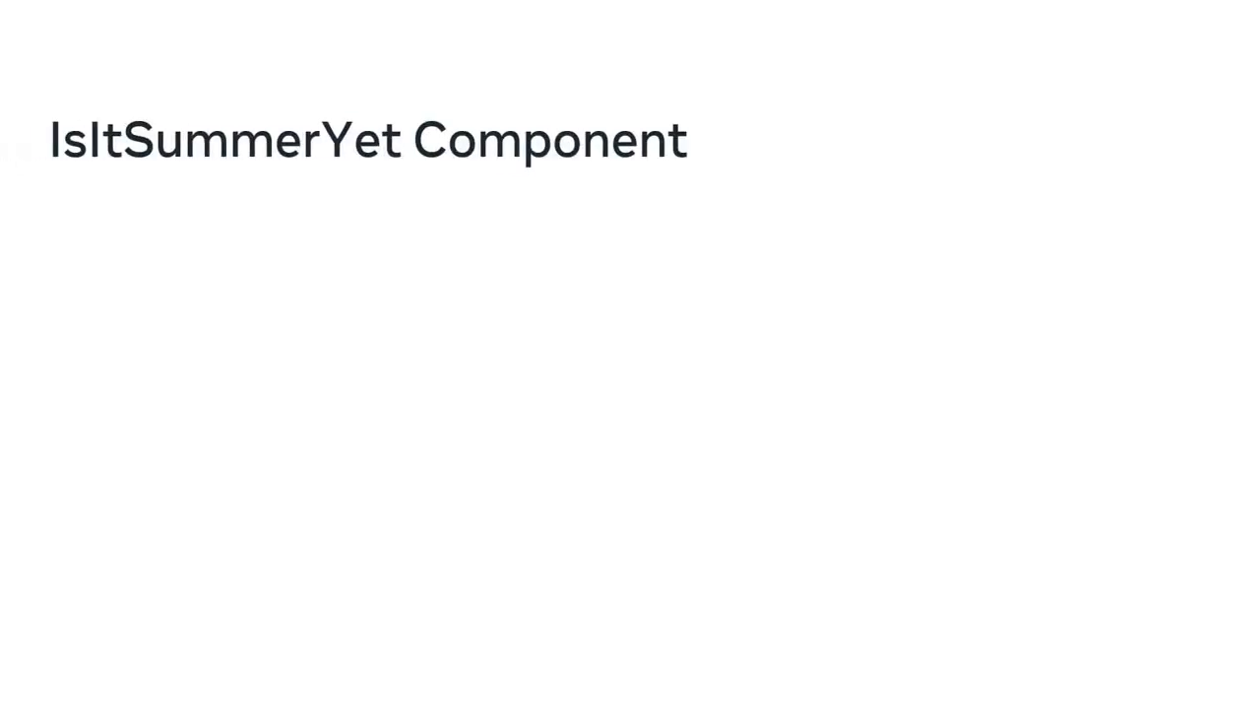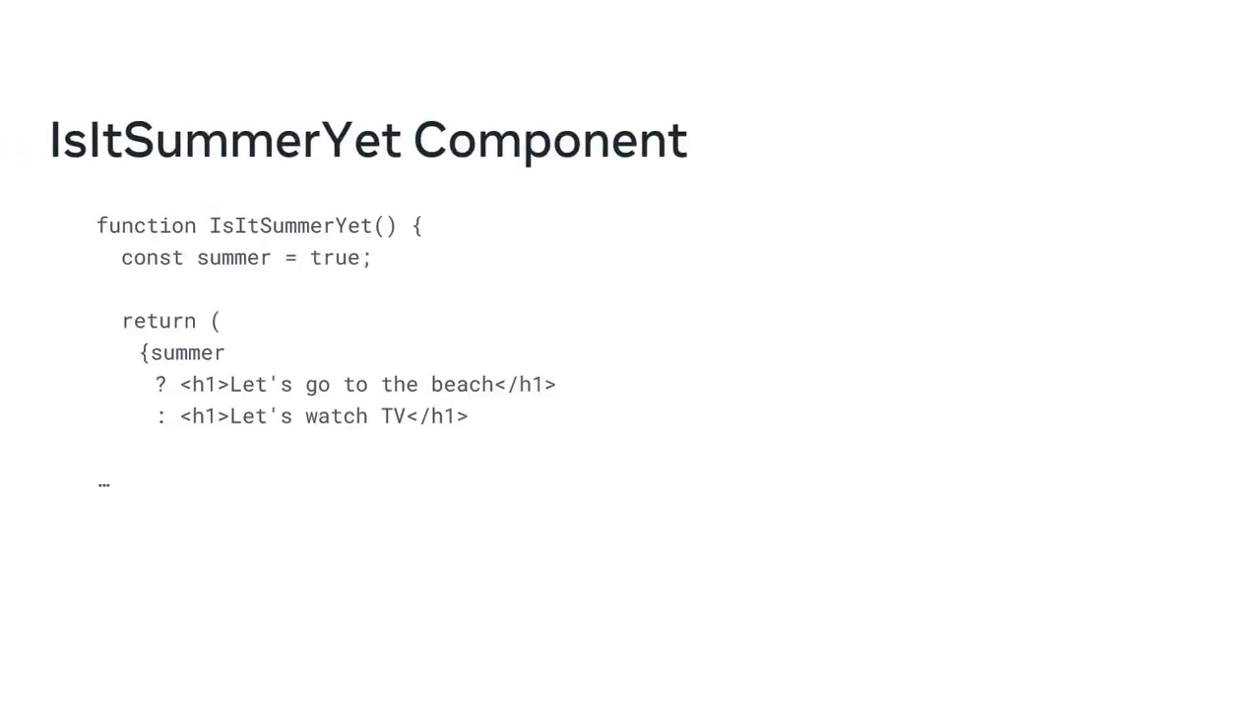While using the ternary operator is a common pattern that you'll see in React code, if you are new to React, it may be difficult to understand what's happening. So let's refer to a simpler version that uses Boolean values. In this example component, is it summer yet? The variable summer is set to a value of true. A ternary operator returns the expression after the question mark if the condition before the question mark is true. Otherwise, it returns the expression after the colon symbol. So since the variable summer evaluates to true, rendering this component will return the string "let's go to the beach."